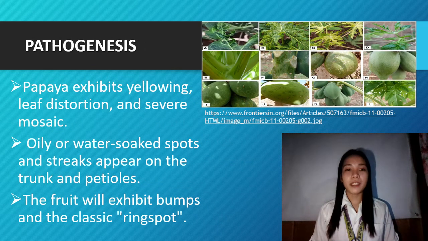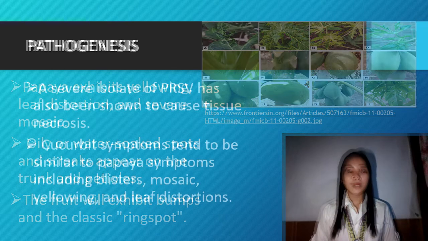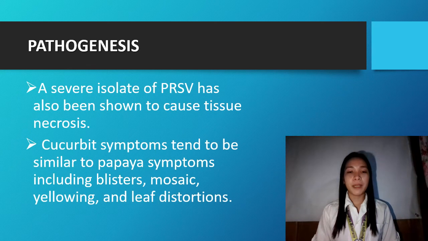Pathogenesis of papaya ring spot virus. Papaya exhibits yellowing, leaf distortion, and severe mosaic. Oily or water-soaked spots and streaks appear on the trunk and petioles. The fruit will exhibit bumps and the classic ring spot. A severe isolate of PRSV has been shown to cause tissue necrosis. Cucurbit symptoms tend to be similar to papaya symptoms, including blisters, mosaic, yellowing, and leaf distortions.